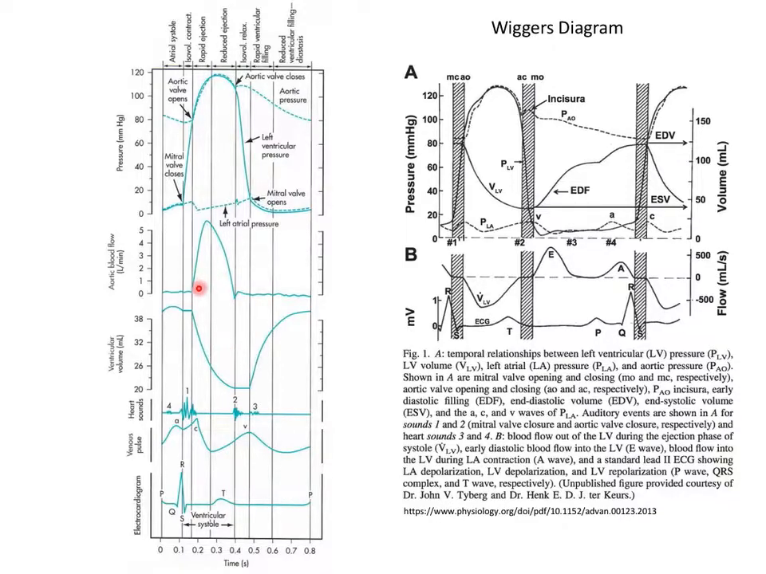And then aortic blood flow is shown here in timing, and then these are the heart sounds that you can measure with a stethoscope. Okay? I think that covers that one. Any questions on that diagram? This is a really important diagram. I encourage you to look it over and be able to draw it on your own.